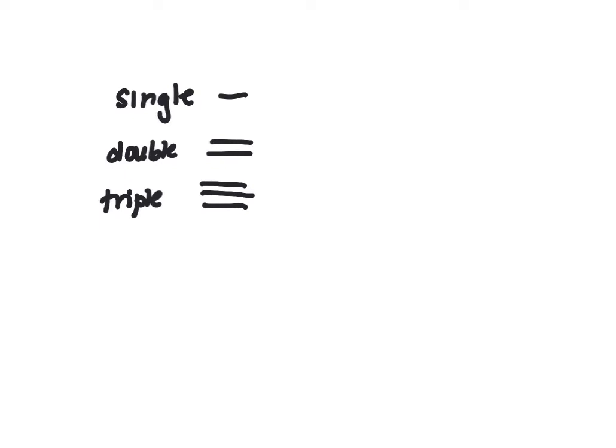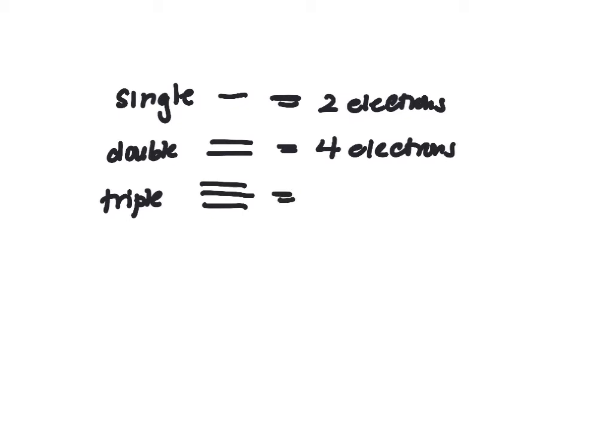So by now we should be comfortable with the representation of a single bond with one line, a double bond with two lines, and a triple bond with three lines. Each line represents 2 electrons. So a double bond has a total of 4 electrons, and a triple bond has a total of 6 electrons. So remember, each bond is 2 electrons.